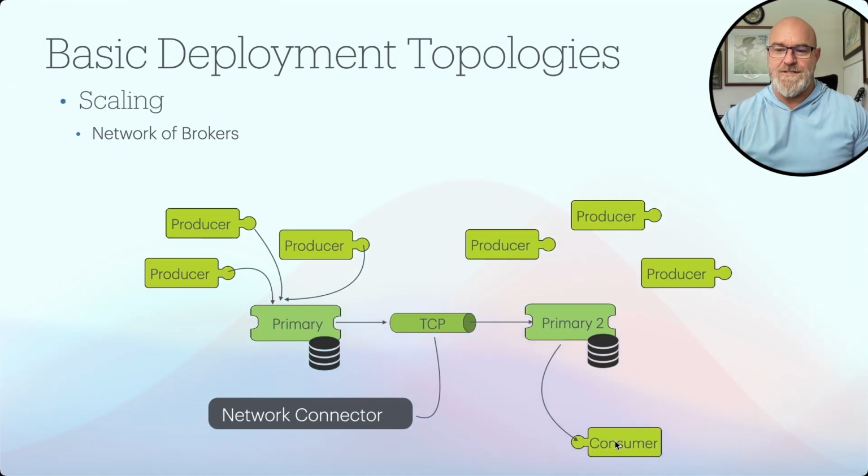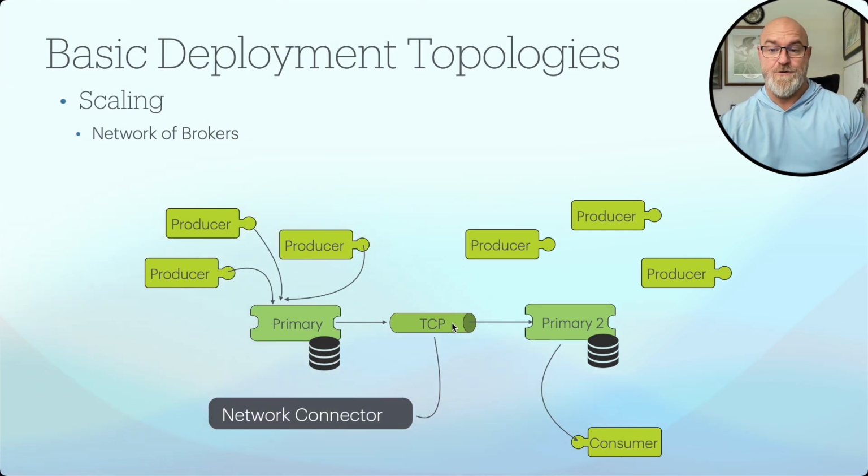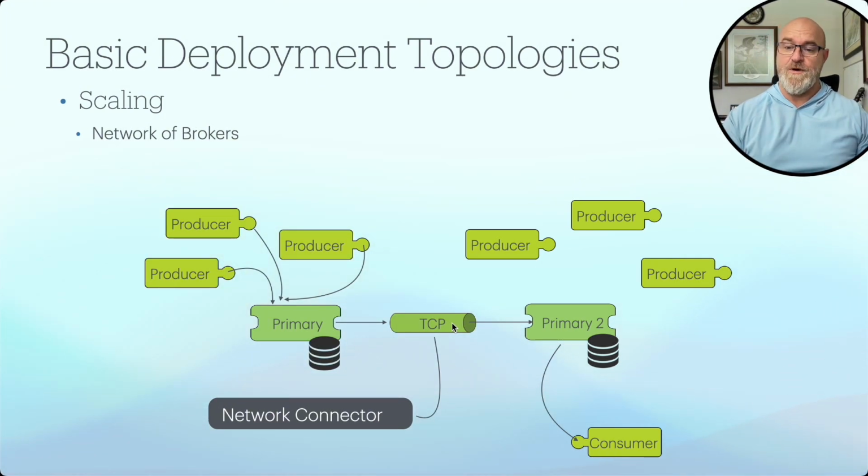Here we have a simple network of brokers topology. What we have are two different brokers, a primary and a primary 2, that are connected via TCP. These are done through the activemq.xml file. You just configure it to point to each other. That way they know each other exists and they can now communicate.